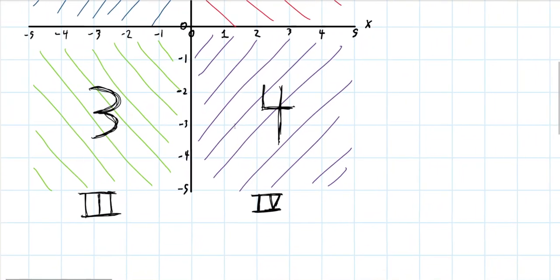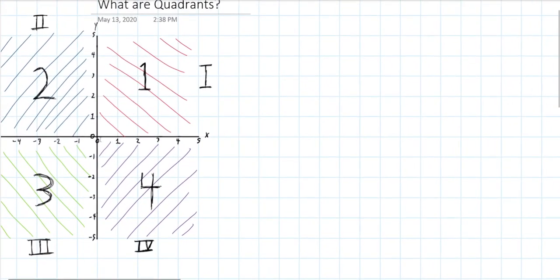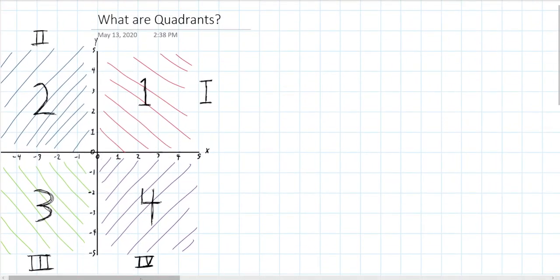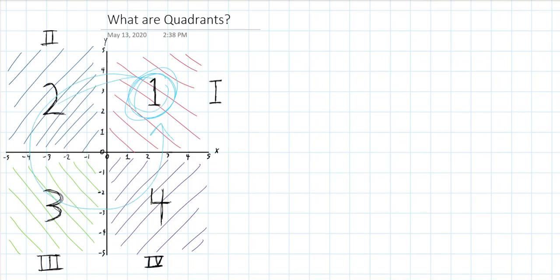So if we zoom out now, you can see that quadrants 1, 2, 3, and 4 are shown as they go around the circle in the counterclockwise direction. So we start over here and then we move counterclockwise around the circle like this. All right. So yeah, that is quadrants 1, 2, 3, and 4.